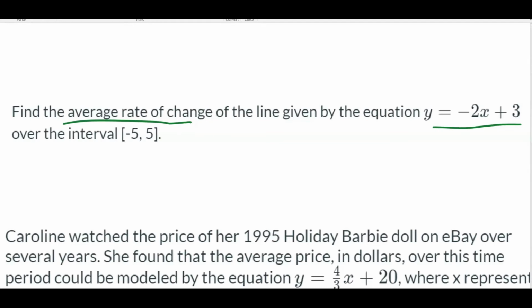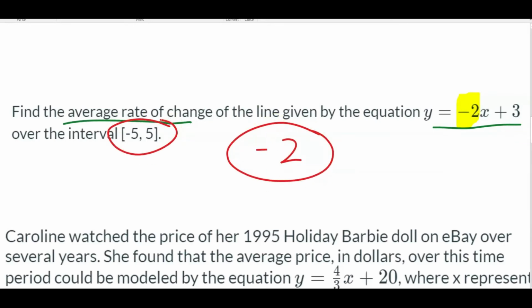If they ever ask for the rate of change or the slope, just look in front of x. It's -2. Don't think that you have to do something with this information over here. If they ask for the average rate of change and they give you the formula or the equation, just use the equation to find the slope.